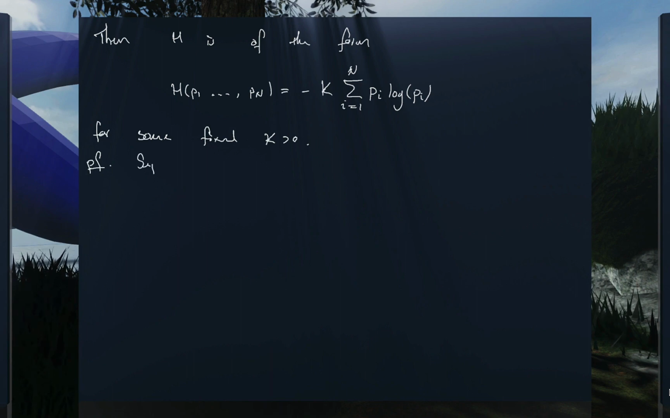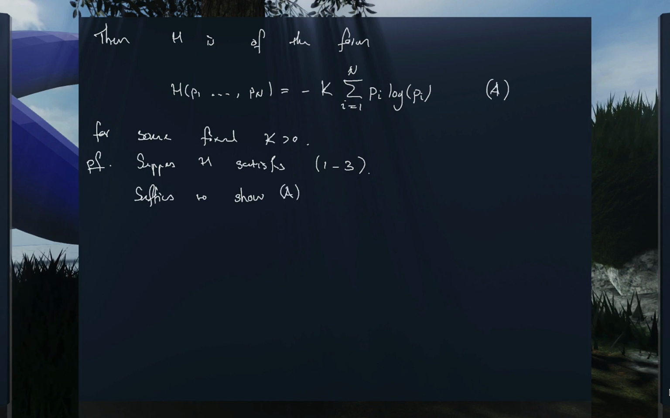Okay, so suppose H satisfies conditions 1 to 3. Since H is continuous, it suffices to show, let's give this equation a name, A, to show that A holds when P1 through Pn are rational. So that's the only point we use our assumption number 1.